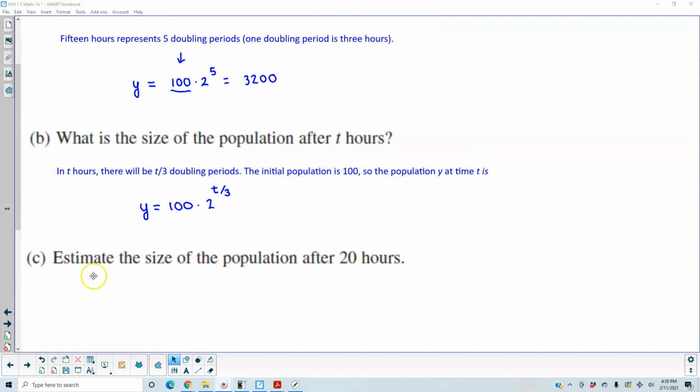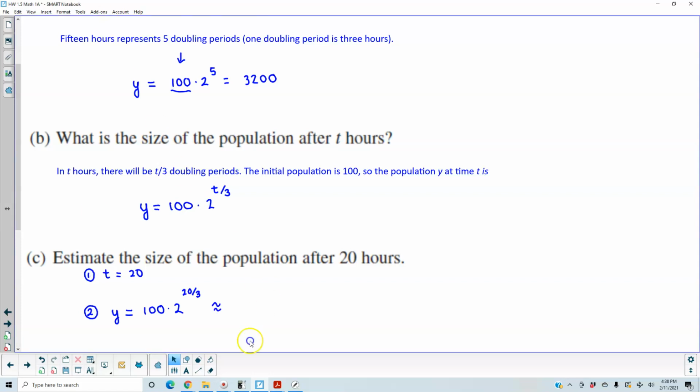So now in part C it says estimate the size of the population after 20 hours. What that means is that we're given the fact that t is equal to 20, and then we're going to plug it into our equation from part B. So y is going to equal 100 times 2 to the 20 divided by 3.